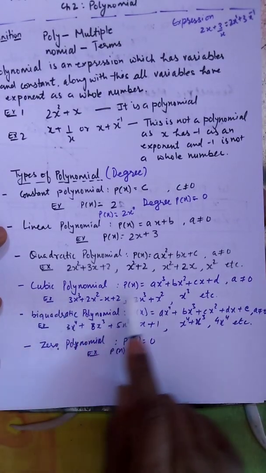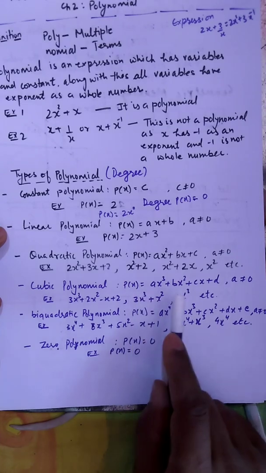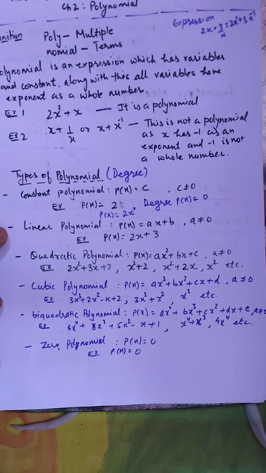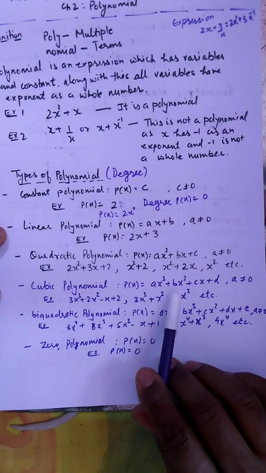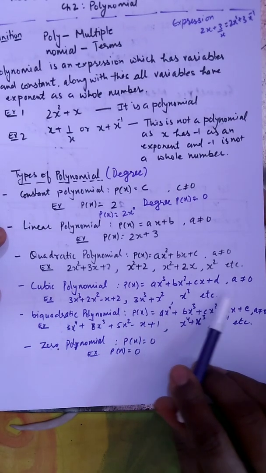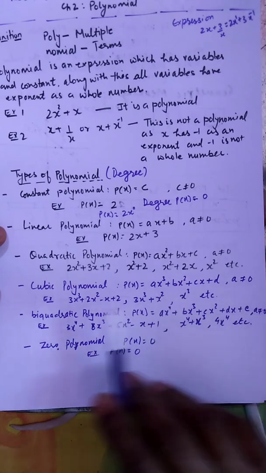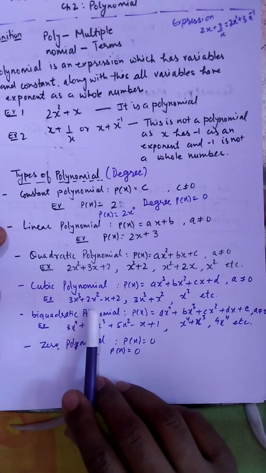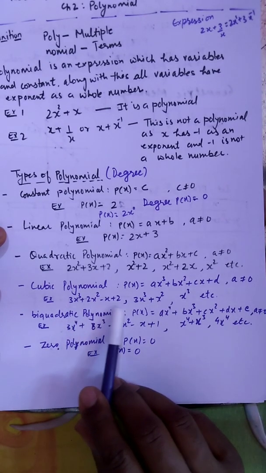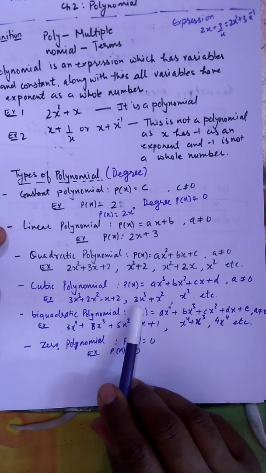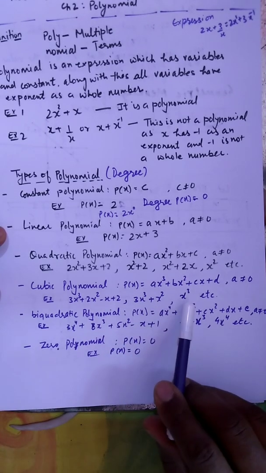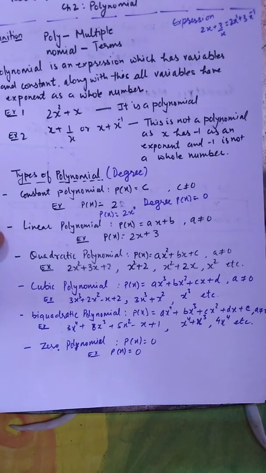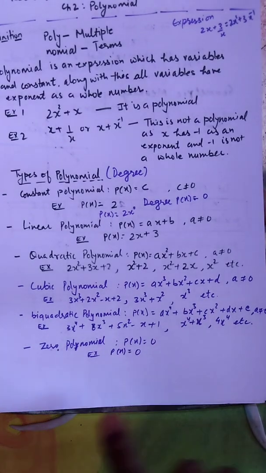Cubic polynomial. Cubic means the degree is 3, meaning the highest power of the variable is 3. So the general form is ax³ + bx² + cx + d, a not equal to 0. For example, 3x³ + 2x² - x + 2, 2x³, 3x³ + x², x³, etc. These are examples of cubic polynomials.